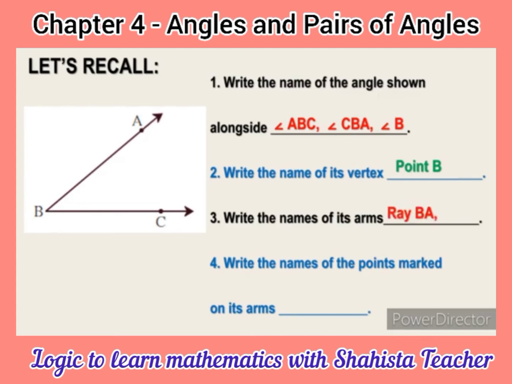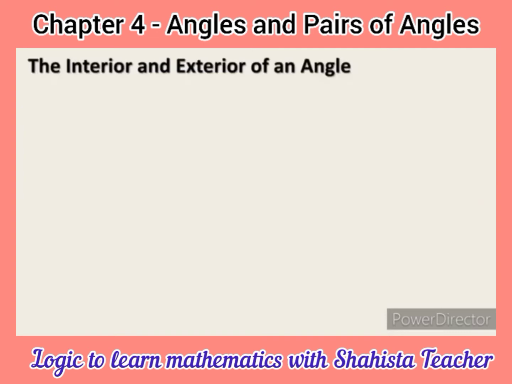Or we can write ray BA or ray BC. Is that clear? We can write like this, ray BA, comma, ray BC. Is that clear? Write the name of the points marked on its arm. So point A, point B and point C. There are 3 points. Is that clear, my dear students?